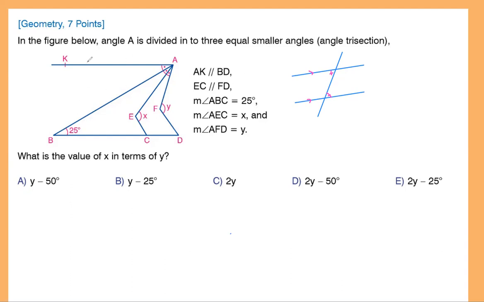So for that reason, if you look at KA and BD, they are also parallel. We are told that's the case. So that means this 25 should be the same as this 25.